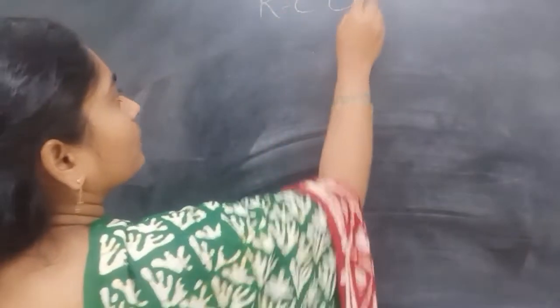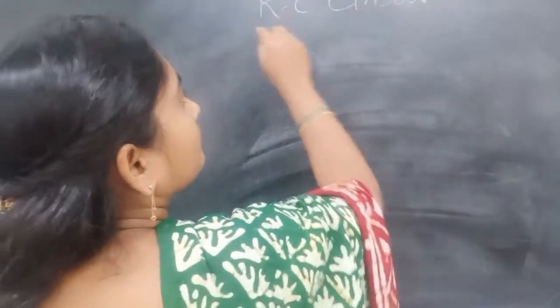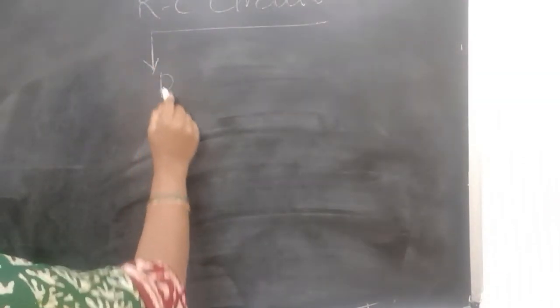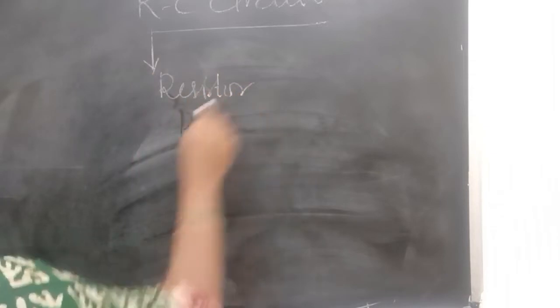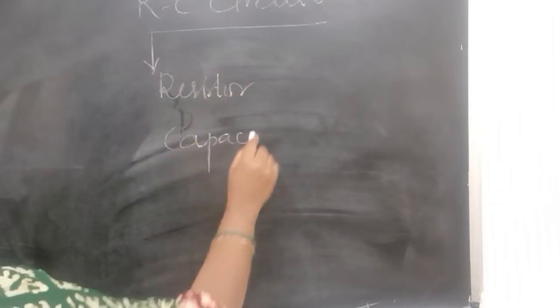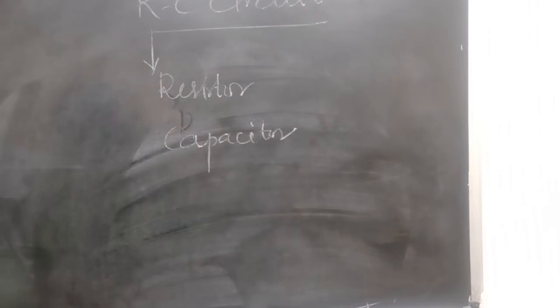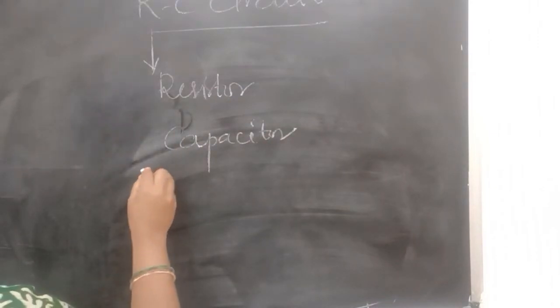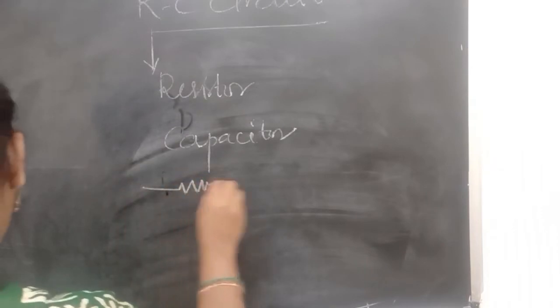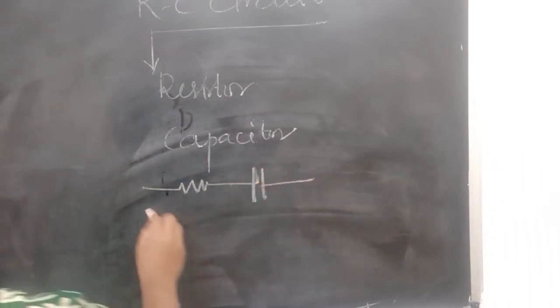Now in today's class let us discuss growth and decay of the RC circuit. So in this, what is R? R is resistor. C is capacitor. Here, what is a circuit? Here, the circuit you can see here. This is R, this is C, capacitor.